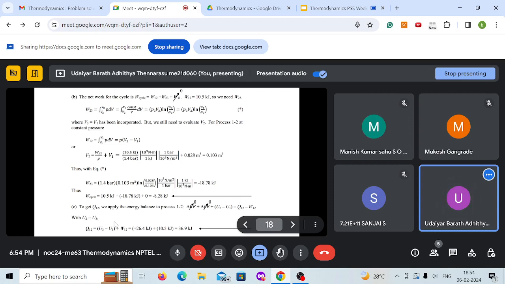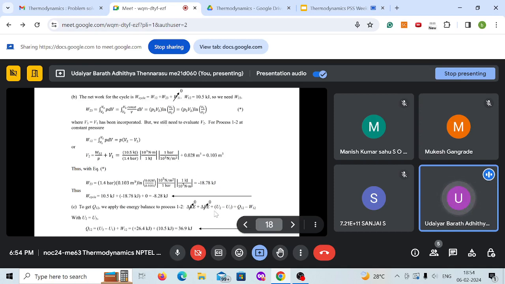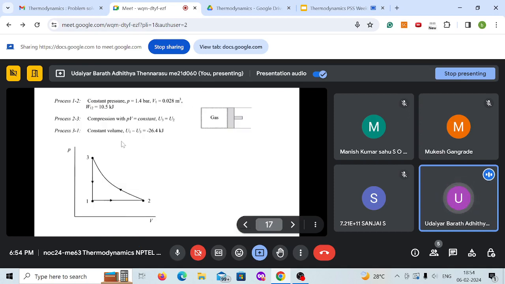So here Q12 can be written as U2 minus U1 plus W12. Rearranging this, you also know that for PV equals constant, we saw that U3 equals U2. So you can substitute U2 as U3. So U3 minus U1 plus W12 equals Q12. U3 minus U1 is already given. You see in process 1-3-1, it is 26.4 kilojoules.